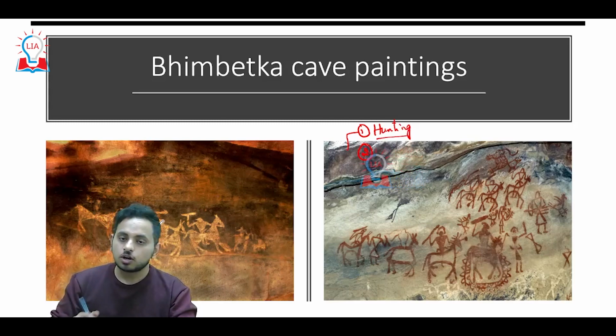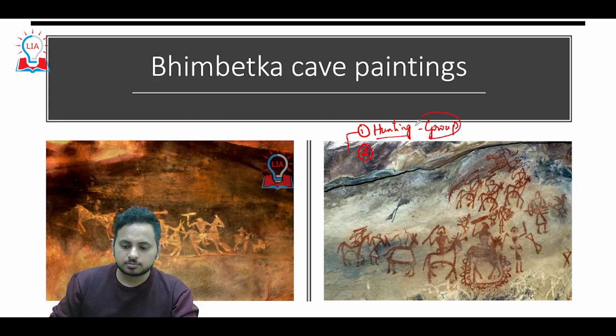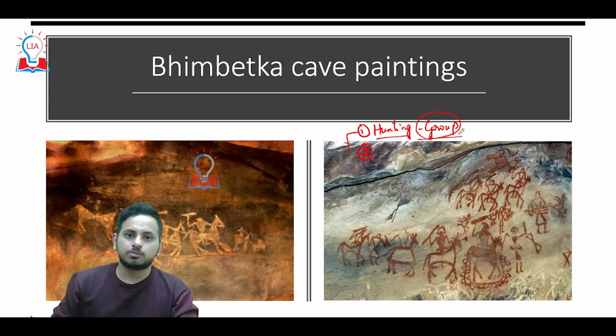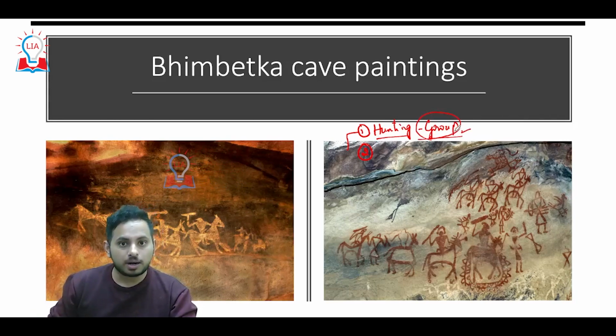You can see these people are not hunting alone. These people are hunting in a group. So this is called group hunting. This is the first inference that we are drawing from the Mesolithic cave paintings that we have got. That is, the people of the Mesolithic period were into the group hunting process.